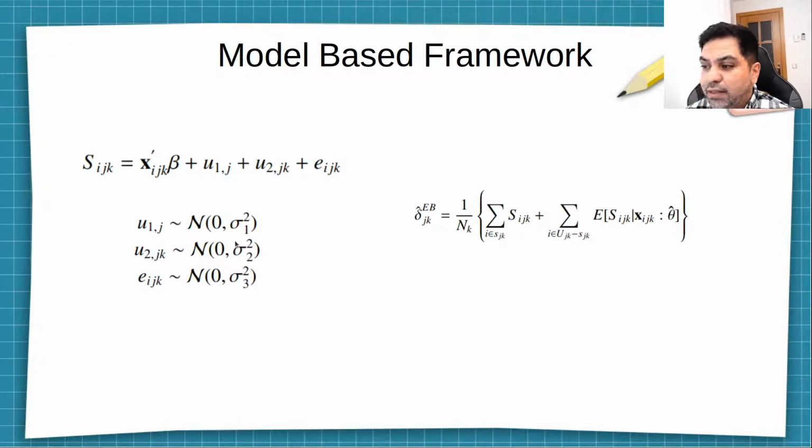Once we have estimated the parameters of the model, the beta and the sigmas, we can build an estimator for our small areas. And this is simply a mean where we use the data of that individual if it's in the sample, or the estimated data, with theta a consistent estimator, the estimated score, when the element is not in the sample.